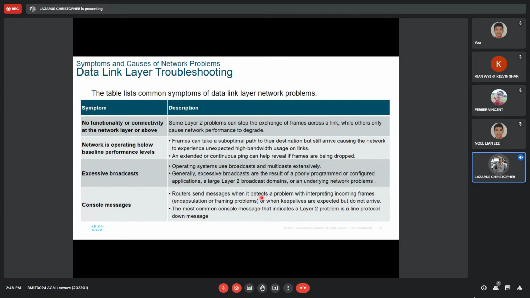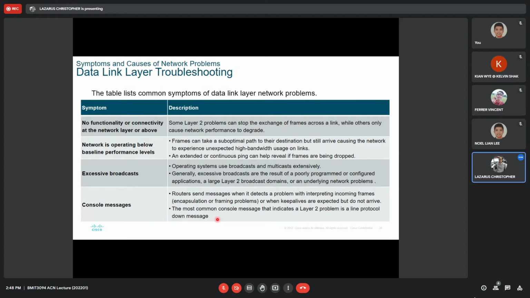A router sends a message after you detect a problem with interpreting incoming frames, an encapsulation or framing problem, or when keepalives are expected but do not arrive. So the console message that indicates a data problem is the "line protocol down" message.